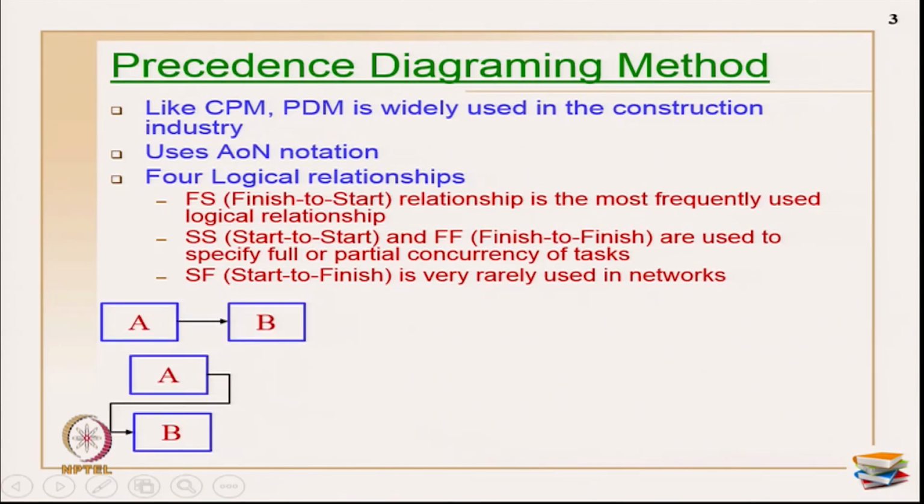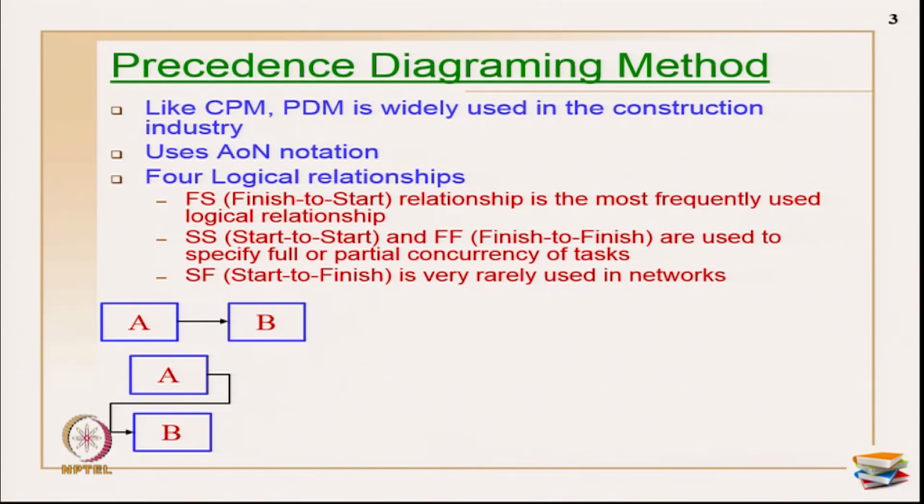So, what are the four logical relationships? Number one is finish start relationship. As you can see here, this is the most widely used relationship in CPM network, CPM, PERT and so on. So, this is nothing but when an activity is executed completely, then the next activity starts. That is the meaning of after finishing, the other activity is starting. So, primarily it defines the relationship between any two activities.